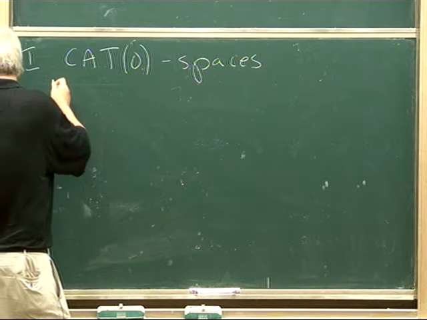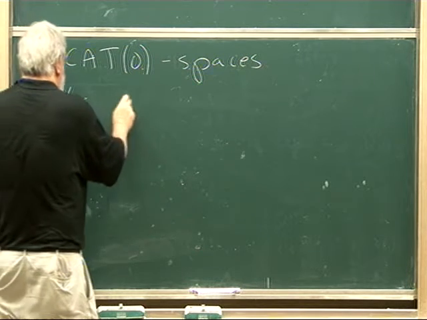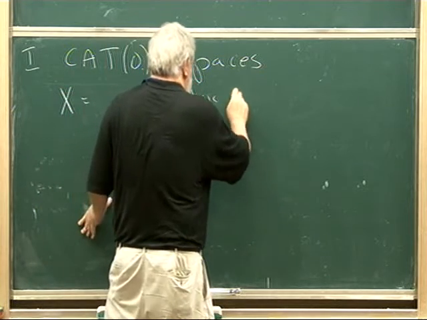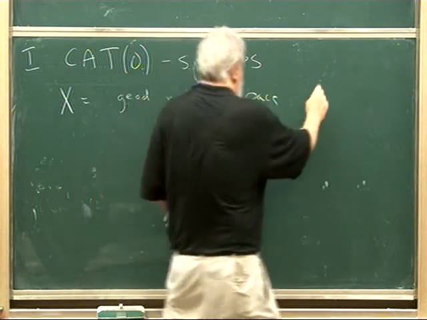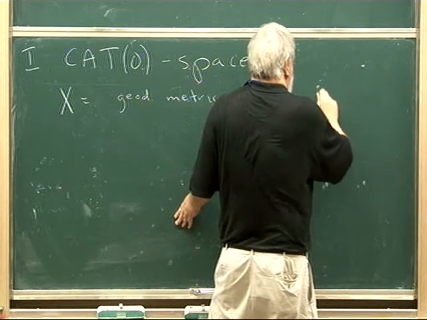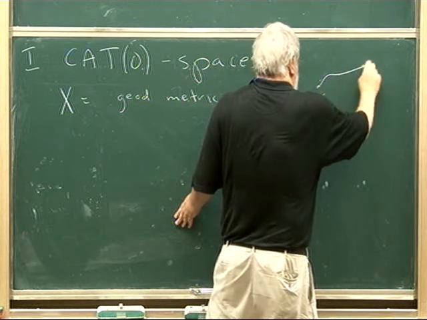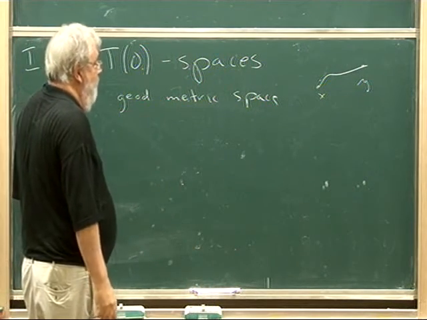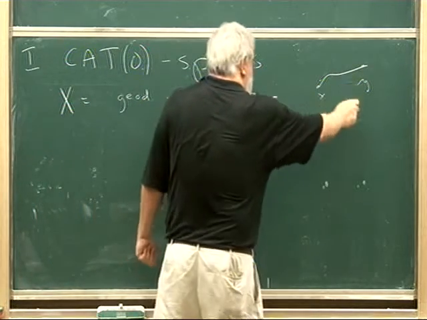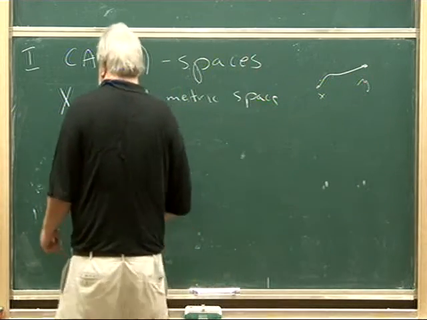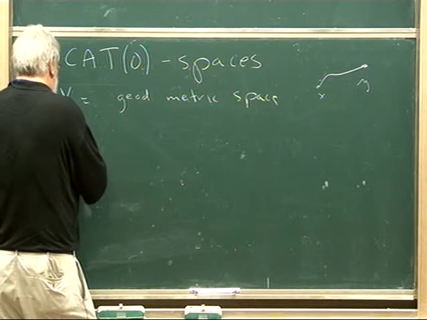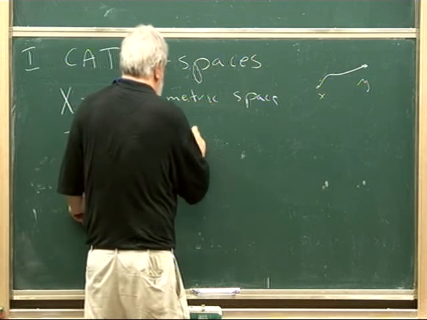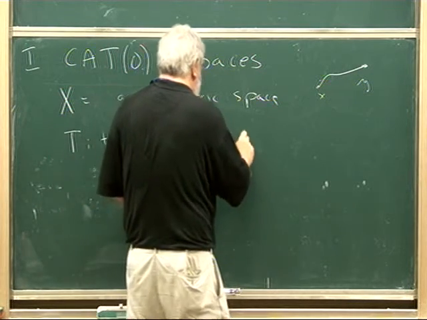I'm just going to use X to stand for some geodesic metric space. You heard that last time. That meant that between any two points, you could find a geodesic, a path, so that the length of that path was equal to the distance between those two points. And once we have that, we can talk about the idea of a triangle. This really just means three points connected by three geodesics.